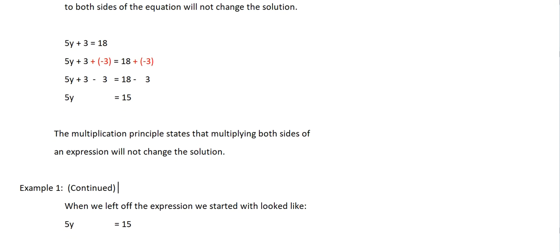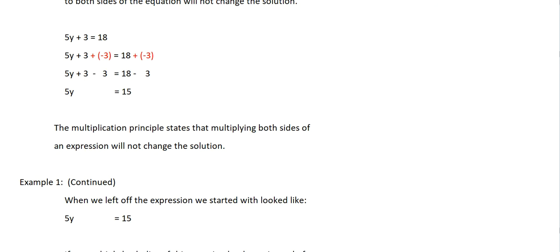And we can go on and apply the multiplication principle. Okay, the multiplication principle states that multiplying both sides of the expression will not change the solution. Again, think of your balance scales. You have a pound on each side, and they're balanced out. It's all good to go, right? Now, if you double the amount of stuff on either side, is it still balanced? One pound becomes 2 pounds on the left side, 1 pound becomes 2 pounds on the right side. Yeah, it's still balanced.